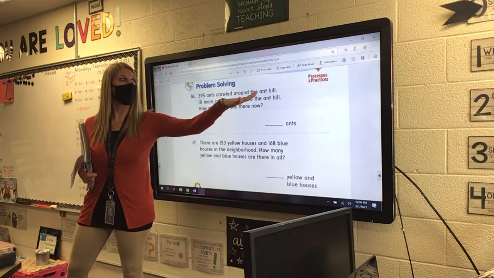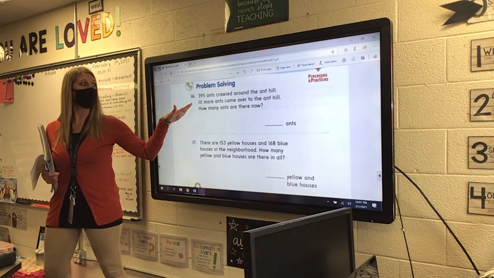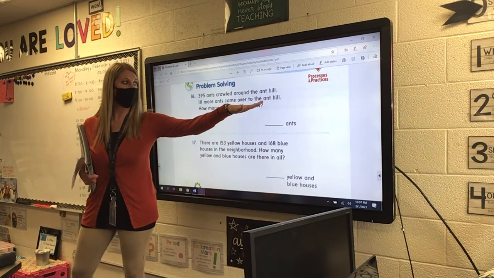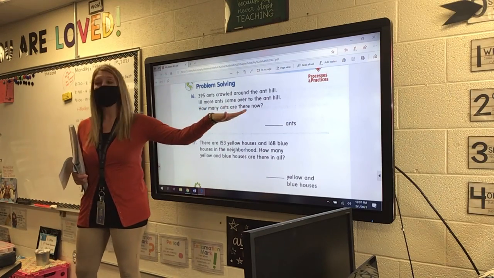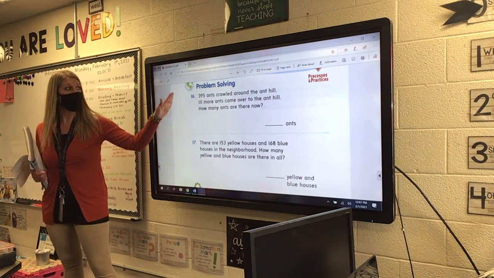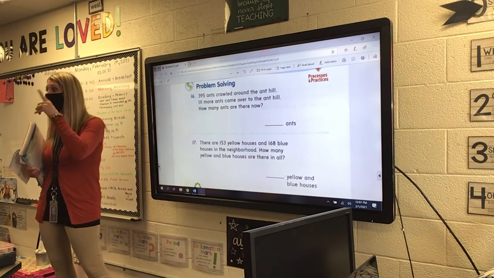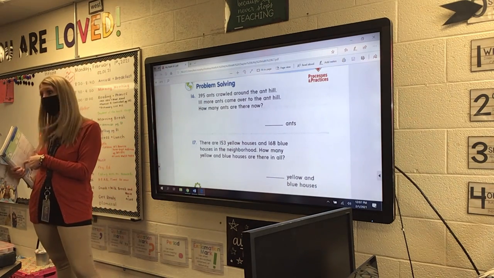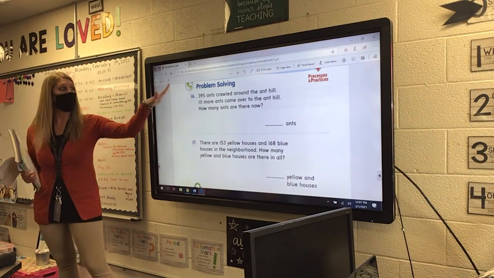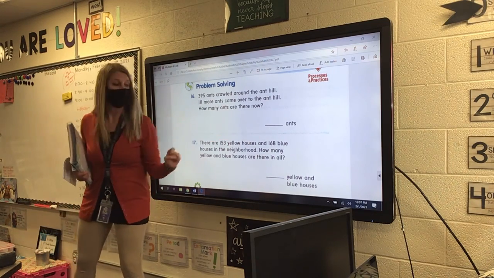395 ants crawled around the ant hill. 111 more ants came over to the ant hill. How many ants are there now? So I'm going to add going down, 395 plus 111. You must show me your work. If I don't see your work, I'm going to mark it wrong. So add it down here, put your answer there.